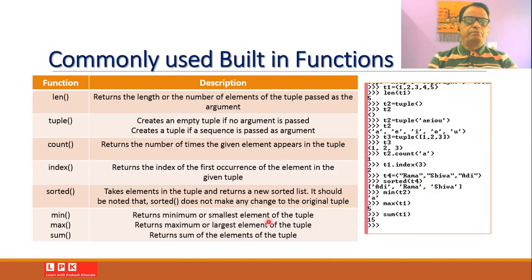Min, max, and sum are the functions that will return the minimum or smallest value of the tuple, the maximum or largest value of the tuple, and the sum of the elements of the tuple. So if I write min(T2), I will get A. If I write max(T1), I will get 5. If I write sum(T1), then I will get the result 15.